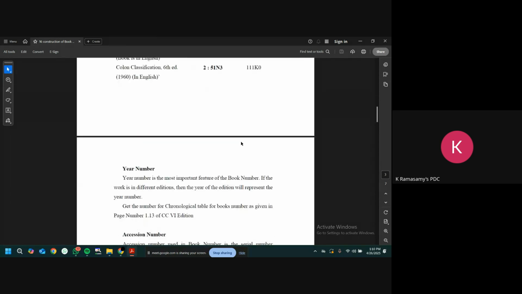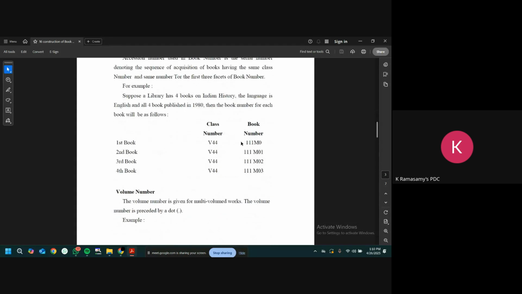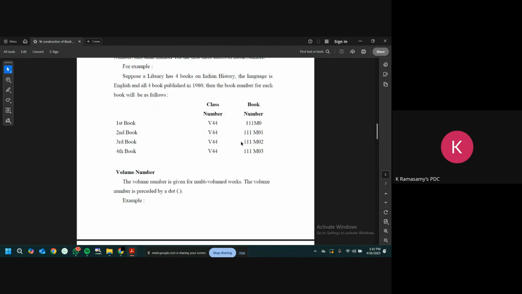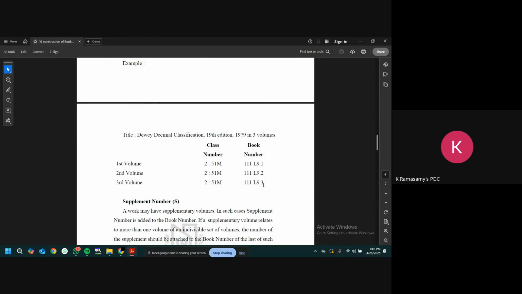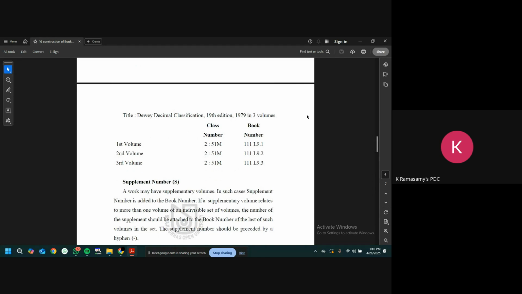So you can use language. That is possible. Or you can write the year of publication. So first book, M0, M01, M02, M03. When this particular book was published, M80. Something like that. So M81 can be added like that. Or volume number. First volume, second volume, third volume. So volume numbers are to be added with a dot: dot 1, dot 2, dot 3. I purchased DDC, 3 volumes. First volume dot 1, second volume dot 2, third volume dot 3.